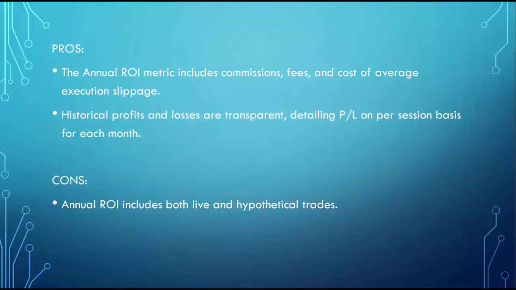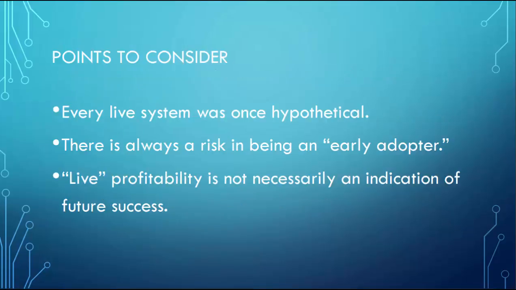Now let's go over a few cons. The main one, really the only one we have listed, is that annual ROI includes both live and hypothetical trades. If you go on our site, you'll notice that the total P&L and total ROI includes results from live trading, back-tested trading, and tracked trading. The pros are fairly easy to understand, so let's focus on the cons. In other words, what it means when both live and hypothetical trades are combined in this metric.